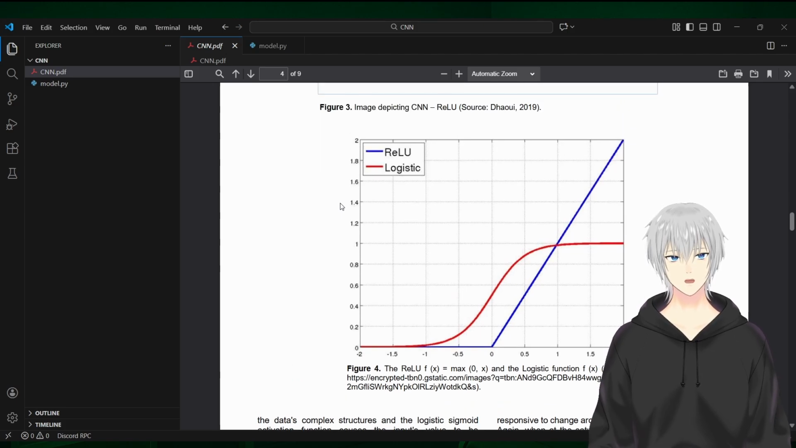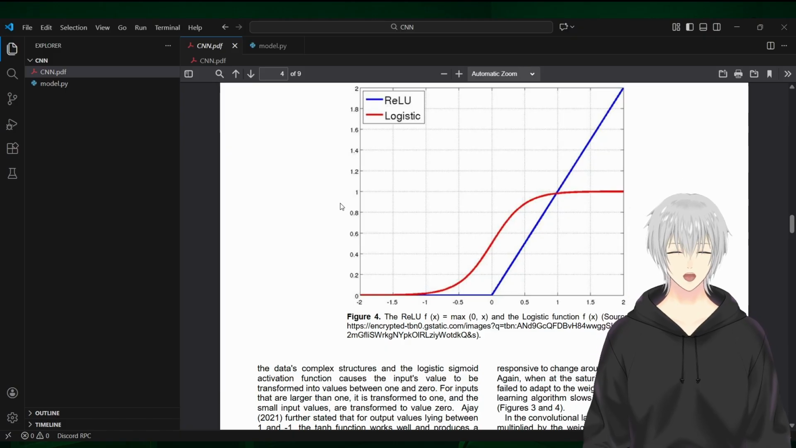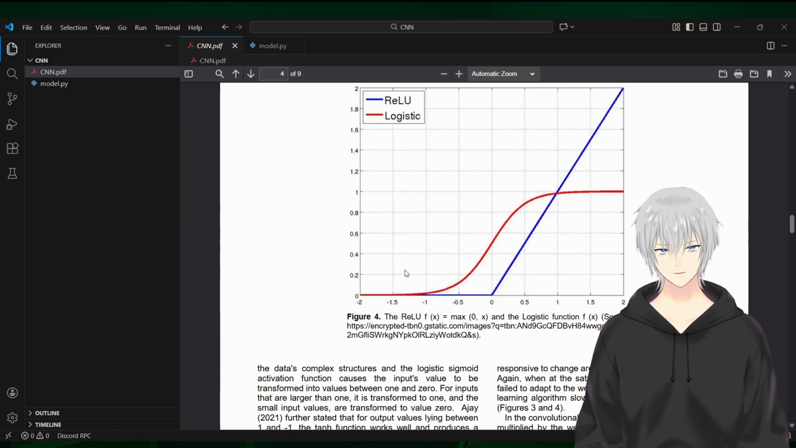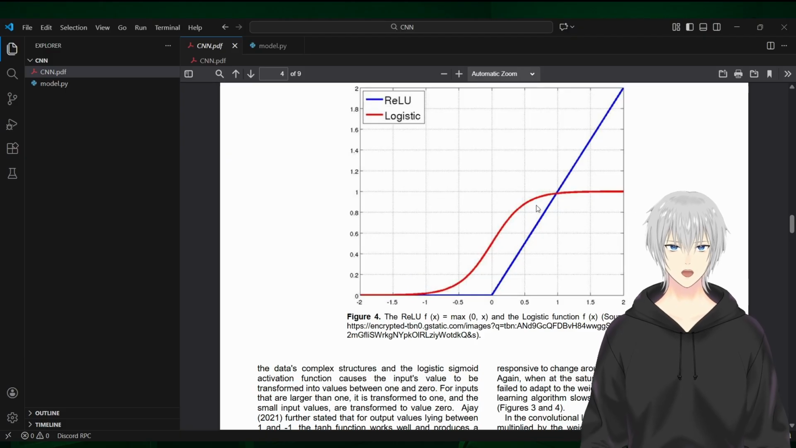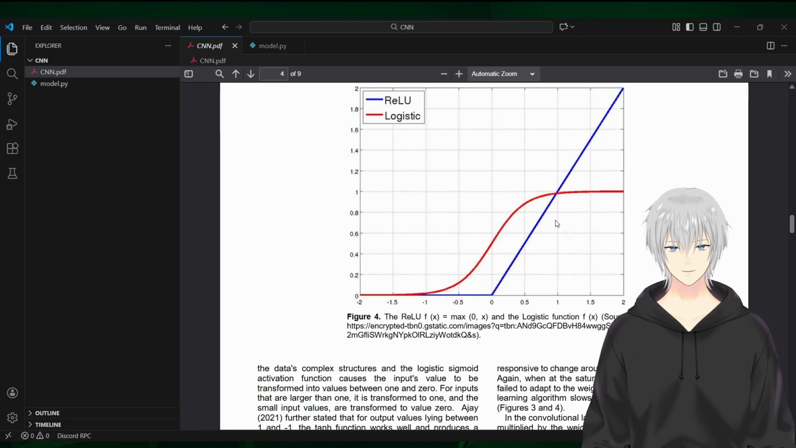So that is logistic activation, that is ReLU... what am I saying? And that is the ReLU activation function. It's like the tan function but rotated 90 degrees. I could be wrong, but that looks like the value of tan.